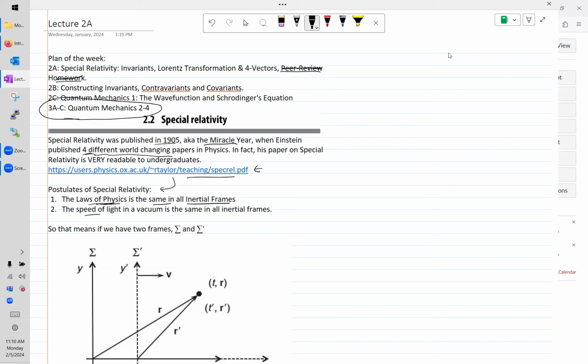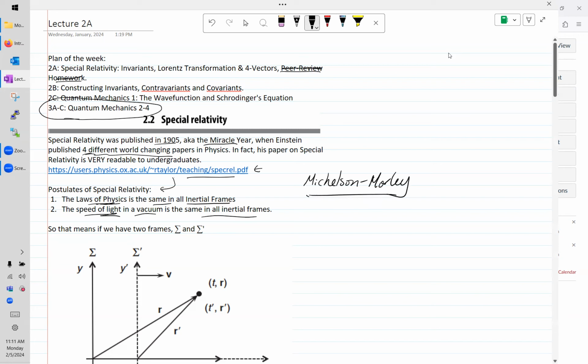The other postulate was not an easy thing to make at the time: the speed of light in vacuum is the same in all inertial frames. So at the time, in 1905, people were building experiments to try to measure the speed of light in different frames of reference. The more famous one is called the Michelson-Morley experiment.